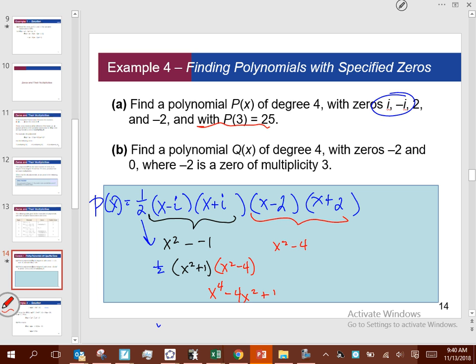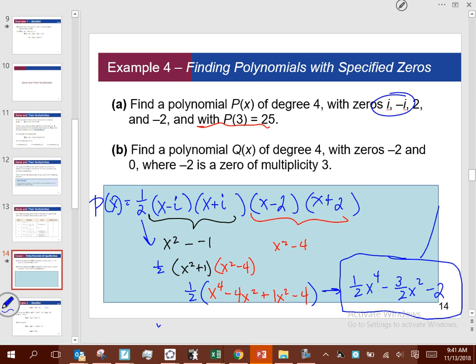1 times x squared. Then 1 times negative 4. And I still have my 1/2 out in front. I'm going to distribute that through. I get 1/2 x to the 4th. I'll combine these x squareds and multiply by 1/2 at the same time, so you get negative 3/2 x squared minus 2. And that then is the correct expanded function that is going to have the zeros of 2, negative 2, and the zeros of i, negative i, and also pass through 3, 5.